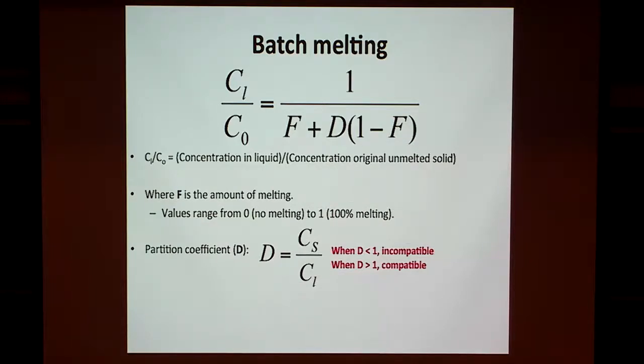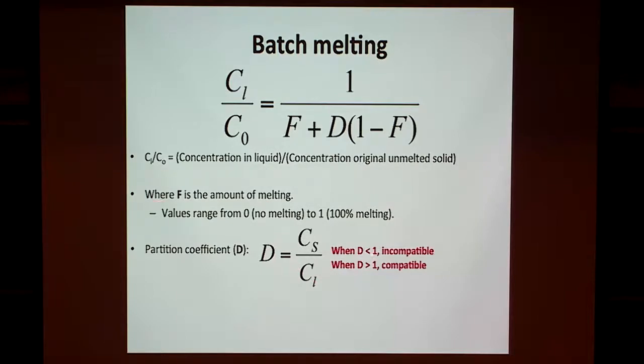D is the partition coefficient. How does your element prefer to partition between the solid and the melt? So D is defined by the concentration of the element, in this case strontium, in the solid divided by the concentration of that element, strontium, in the liquid. So if you have the solid and liquid in equilibrium with each other, and you measure the concentration of a trace element like strontium in the solid and the liquid, then you can measure the partition coefficient.